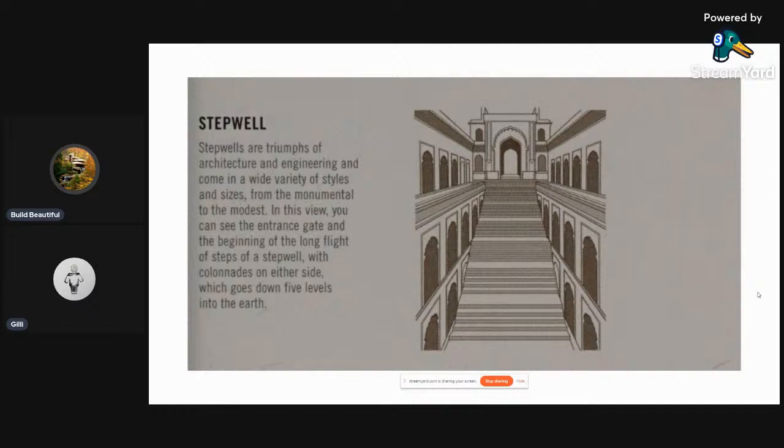an image I got from the book Handmade Houses and Other Buildings, The World of Vernacular Architecture. It says that stepwells are triumphs of architecture and engineering and come in a wide variety of styles and sizes, from the monumental to the modest. In this view, you can see the entrance gate and the beginning of the long flight of steps of a stepwell, with colonnades on either side, which goes down 5 levels into the earth.